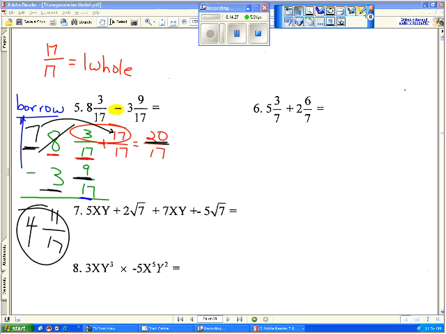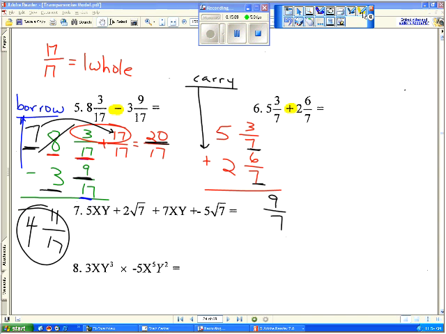Number 5, the operation is addition. To add or subtract, the names have to be the same. In algebra, with fractions, we say that we need a common denominator. Do those have a common denominator? Yes, so we line up our like terms, and then we combine those like terms. So when you add, do you carry or borrow? Carry. When you add, you carry. So we have 3 of those little sevenths plus 6 of those little sevenths makes 9 of those little sevenths.